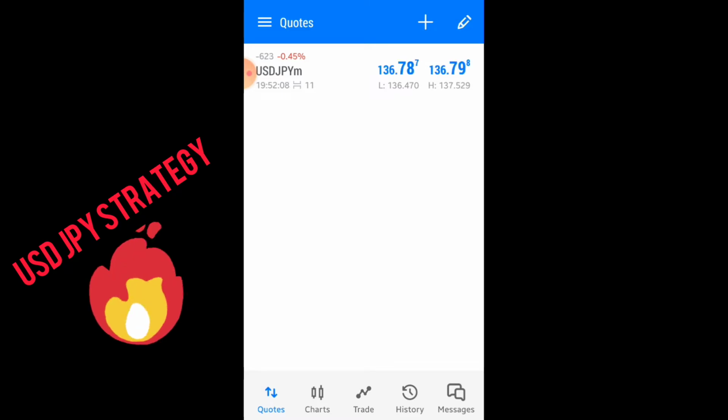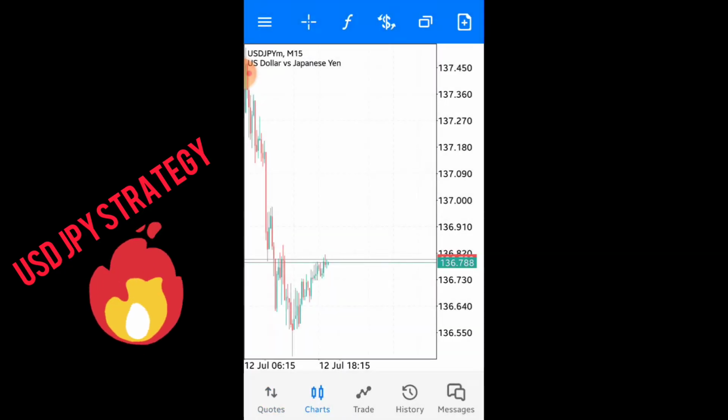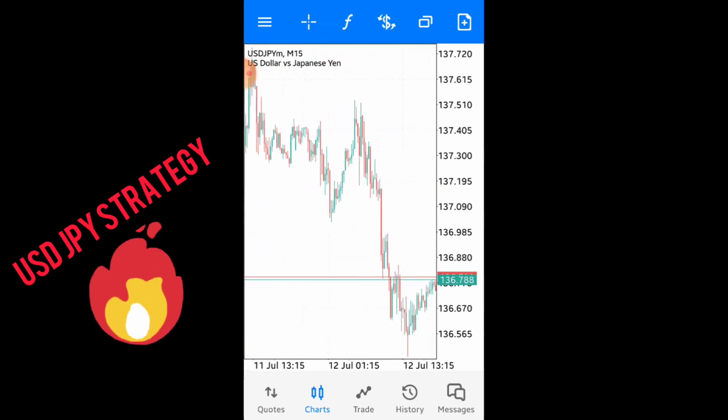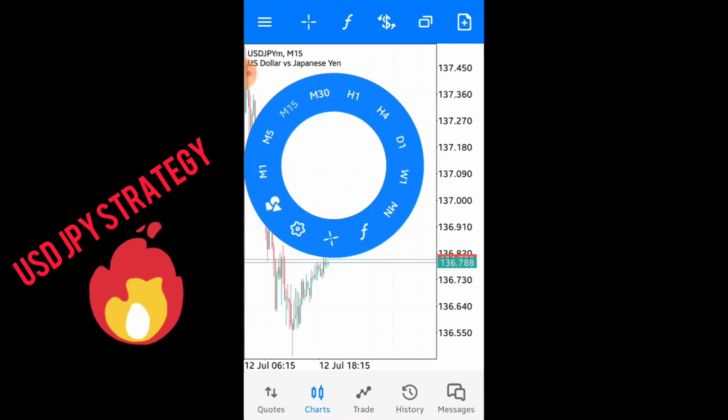I will be showing you the USDJPY Forex trading strategy 2022. This strategy works perfectly. You understand? The strategy works well. So I'll be opening the USDJPY chart. Now, as you can see, this is a blank chart. This chart doesn't have any indicator, and I am in the 15-minute time frame.